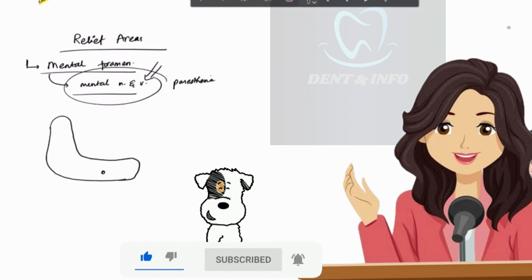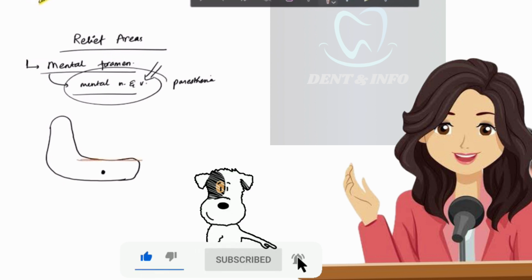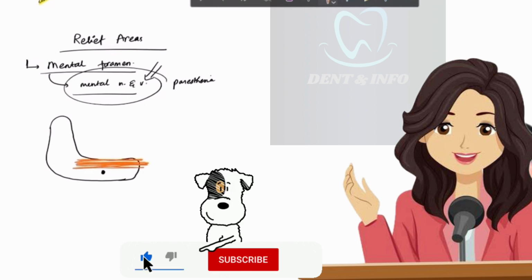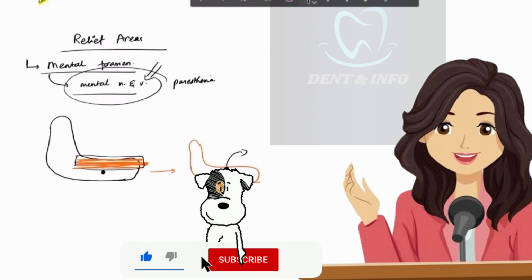Supposedly, this is the mental foramen here. As and when resorption occurs, I'm drawing the resorption here in orange. So as and when resorption occurs, the crest of the ridge will come down. And this particular mandible will sooner have a mental foramen close to the crest of the ridge like this, because the resorption of this particular part has occurred, right? And it becomes closer. This is where it causes problem.